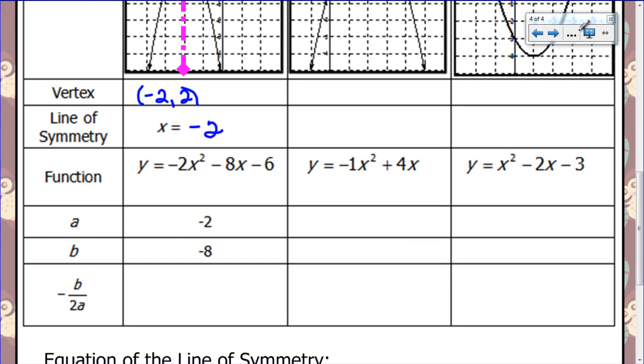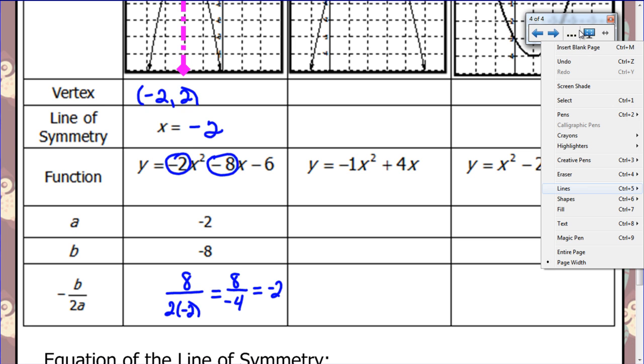But then they give me a function, and they tell me that the equation is negative 2x squared minus 8x minus 6. Based on that equation, a is negative 2, the number in front of the x squared, and b is negative 8, the number in front of the x. Well, then I'm going to use this formula, the opposite of b over 2a, negative b divided by 2a. Negative b, or the opposite of b in this case, would be 8. And 2a would be 2 times negative 2. If I simplify this down, I get 8 over negative 4. And 8 divided by negative 4 gives me negative 2.